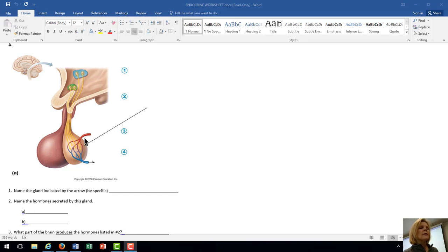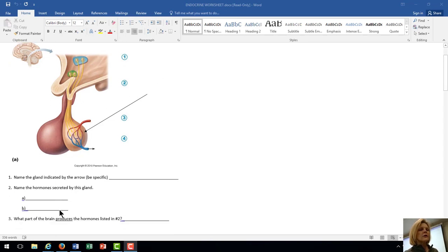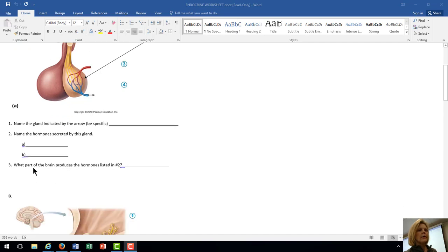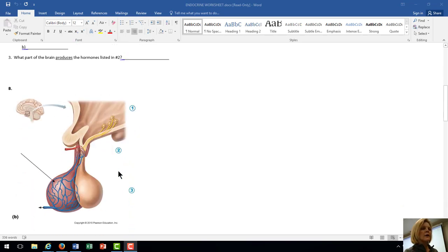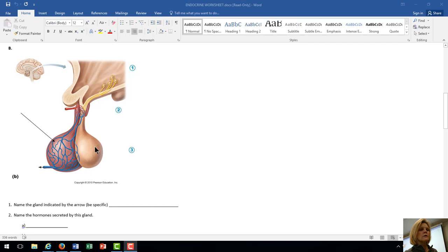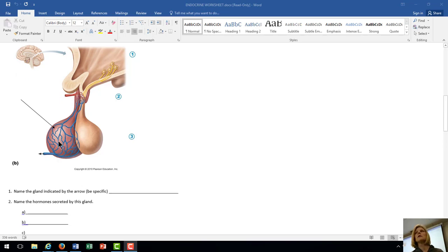So the two hormones released by the posterior pituitary are ADH and oxytocin. The part of the brain that produces the hormones listed in number 2 is what? What did we say? The hypothalamus. Yep, the hypothalamus. So then if we look at the other part of the pituitary gland, this one is not made of nervous tissue. We can see there are blood vessels and capillaries. This is made up of a cluster of endocrine cells. So this is a true endocrine gland. This is the anterior pituitary.